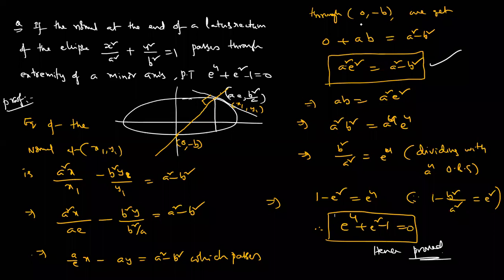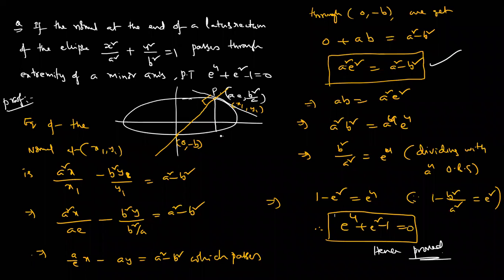It passes through 0, minus b, and normal means it is not passing through 0, b, not possible. Okay, now passes through extremity, end of the minor axis. That means 0, minus b. Completely opposite. So when it is possible 0, b, for example, dear students, I'm writing C. That means normal starting from here only.